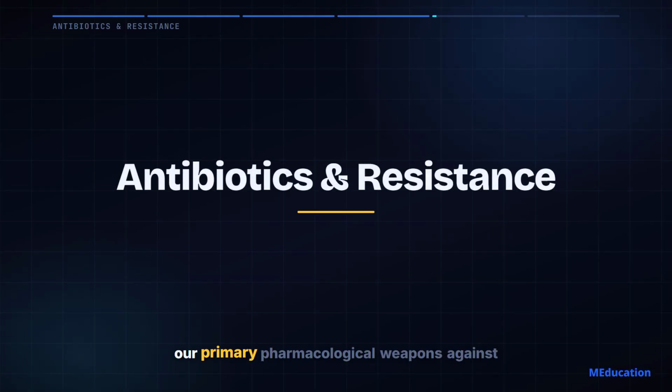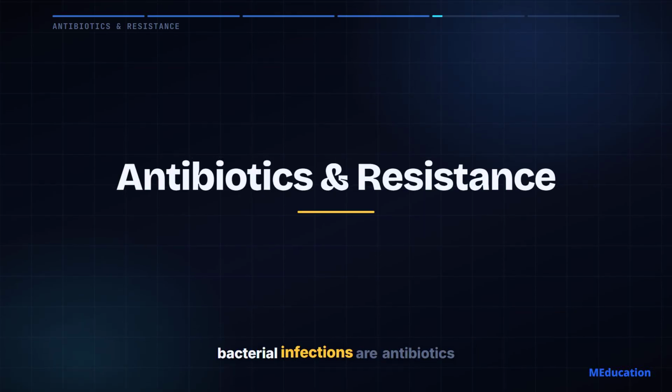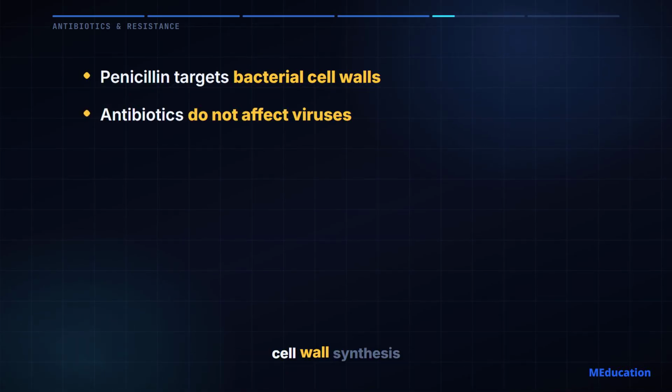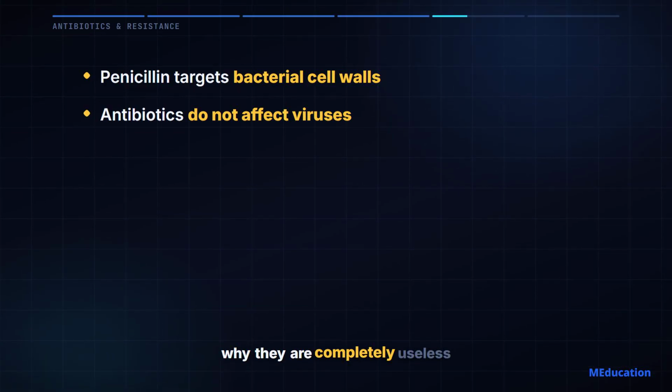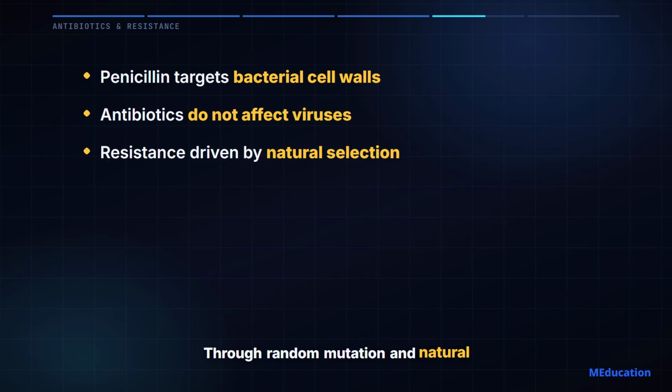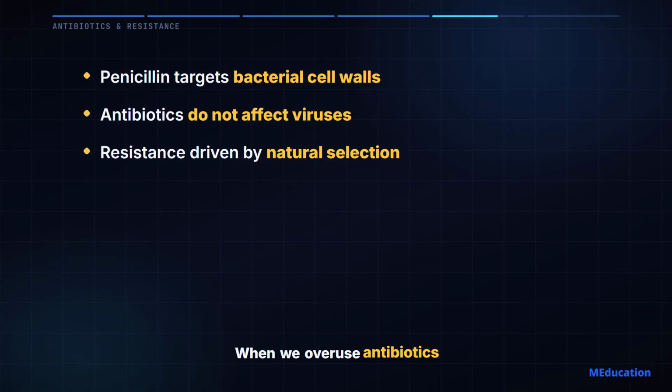Once infected, our primary pharmacological weapons against bacterial infections are antibiotics. You will learn exactly how drugs like penicillin disrupt bacterial cell wall synthesis, causing the bacteria to burst. You also need to explain why they are completely useless against viruses, which lack these cellular structures. But there is a modern crisis. Through random mutation and natural selection, bacteria are evolving resistance to our drugs. When we overuse antibiotics, we inadvertently create superbugs. You will map this evolutionary process step by step for the mark scheme, starting from a random mutation all the way to a resistant population.